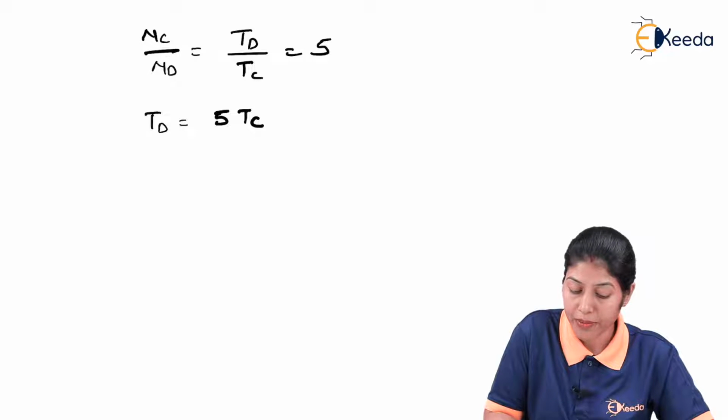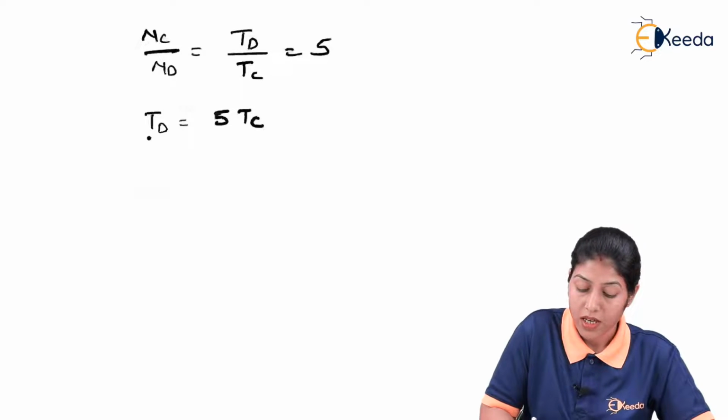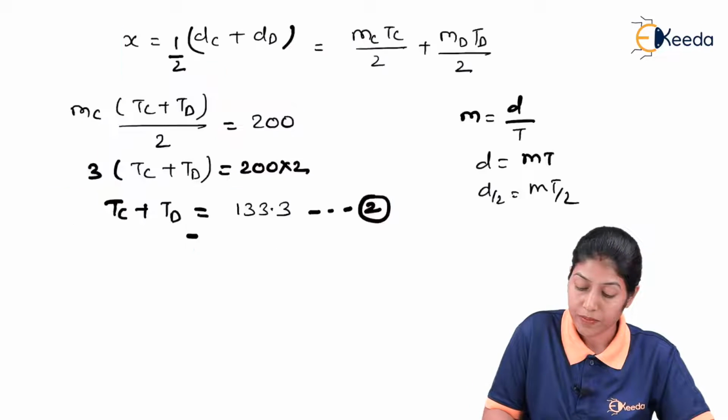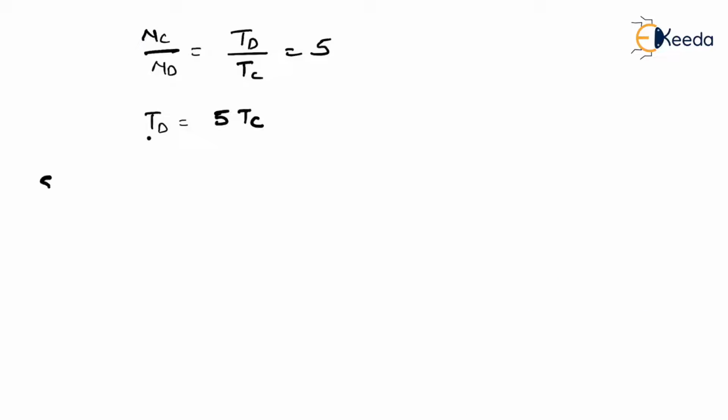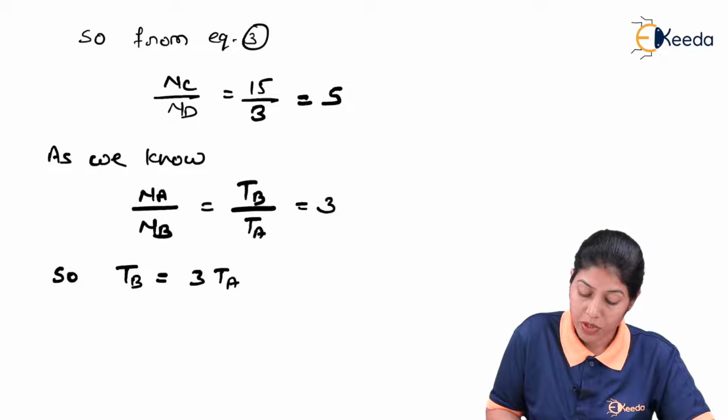Similarly, for the second pair, C and D, the speed ratio NC by ND equals 5. It will be equivalent to the ratio of the number of teeth, TD by TC. So we can define the relation between D and C: TD equals 5 TC. And these values we will put in equation number 1 and equation number 2. So this equation we have as equation 1, and here we will put the value TB equals 3 TA.